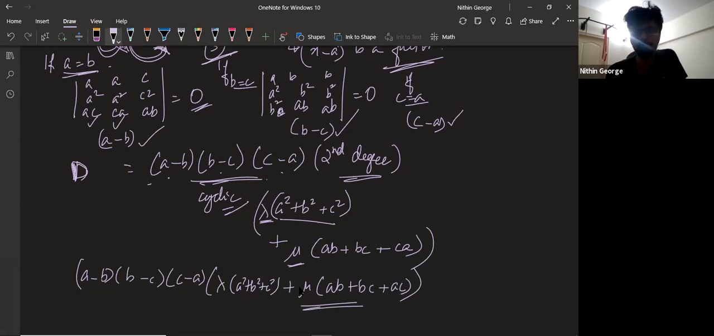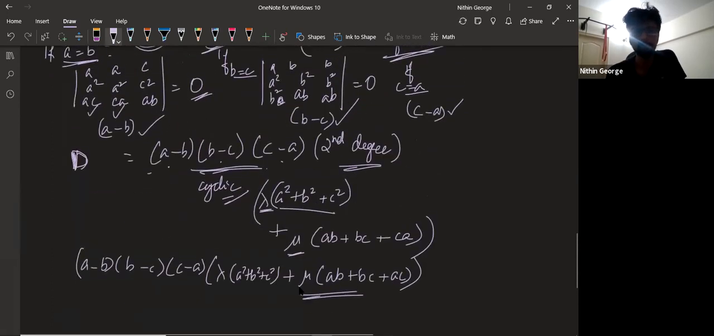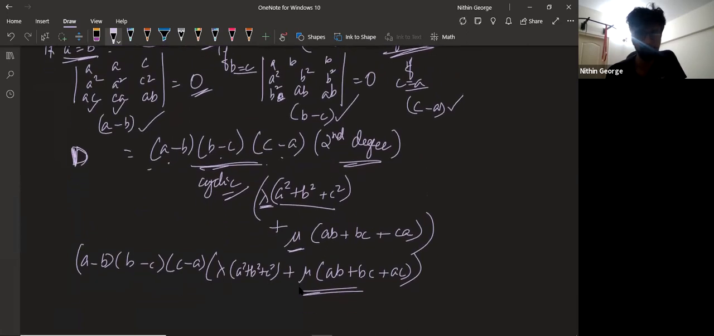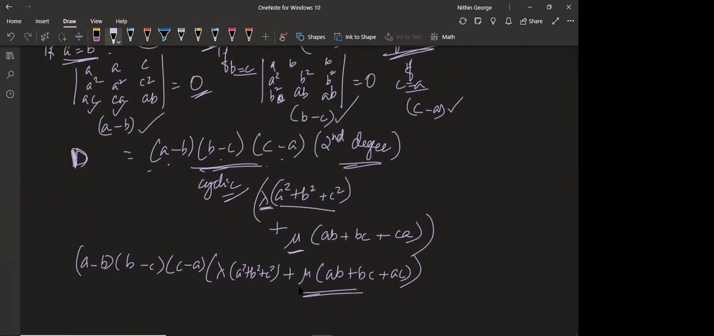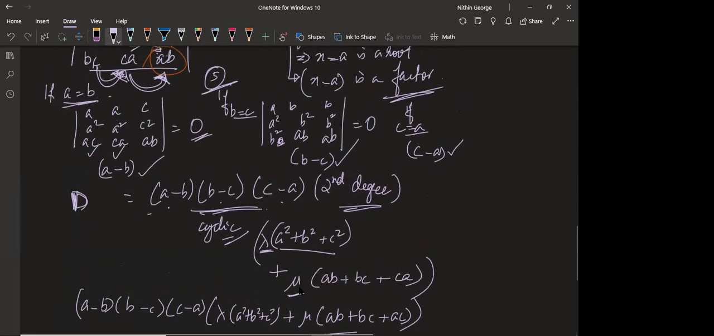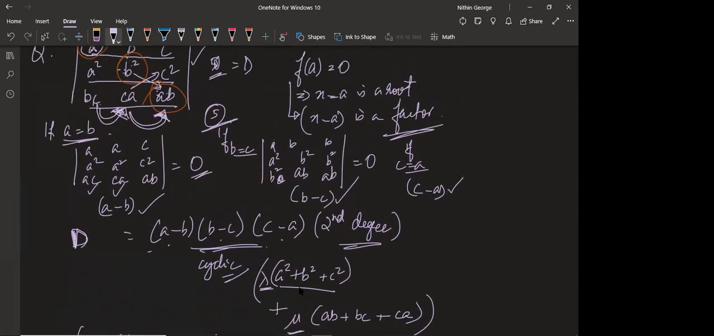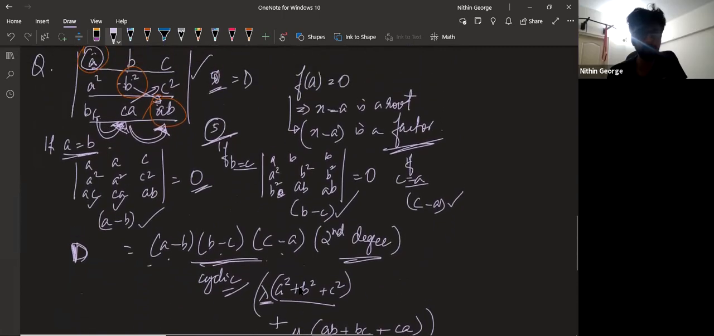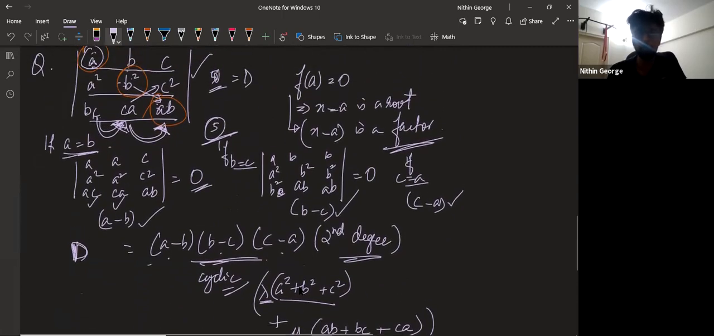Okay. Any doubts here, guys, as of now? No, sir. We have to find the values of lambda and mu. We are not done here, but till now, any doubts? Did you understand what we did here? We did factor theorem. So first we put A equal to B, we get 0. B equal to C, we get 0. C equal to A, we get 0, which means A minus B, B minus C, C minus A are factors.